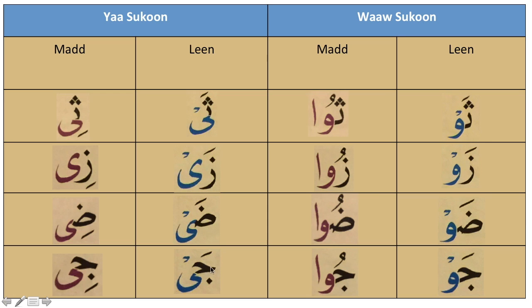Next we have jim fatha ya sukoon j. But next we have the mad, which is jim kasra ya sukoon ji. So I hope that's starting to become clear. I hope you're starting to hear the difference between the sounds of the mad letters and the lean letters.